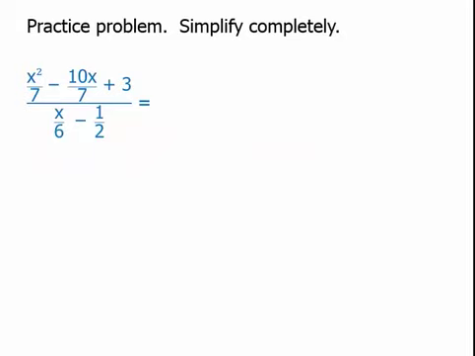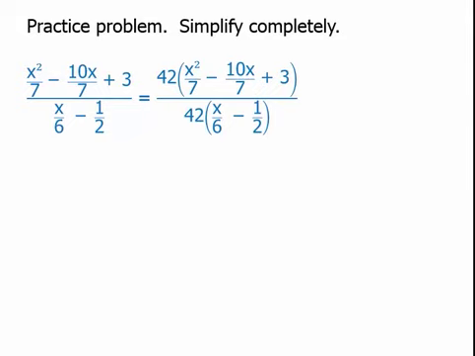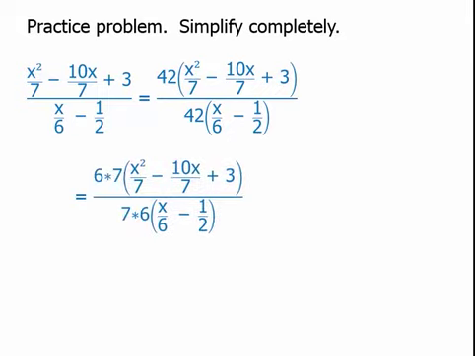Here's a practice problem. Pause the video, and then we'll talk about this. Okay, so what we're going to do here is multiply by the least common multiple of 2, 6, and 7. That least common multiple is 42. So we've multiplied the numerator and denominator by 42, and I'm going to rewrite 42 this way. I'm going to rewrite it in terms of 6 times 7 or 7 times 6.